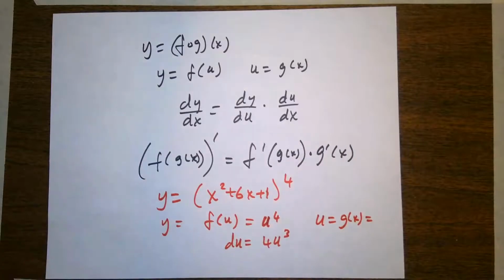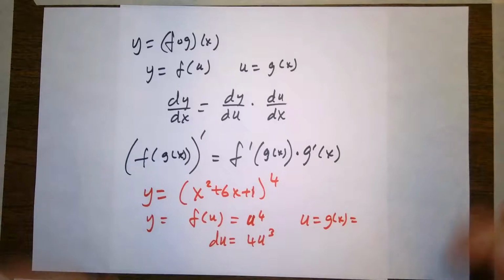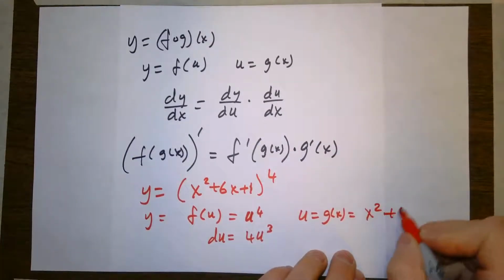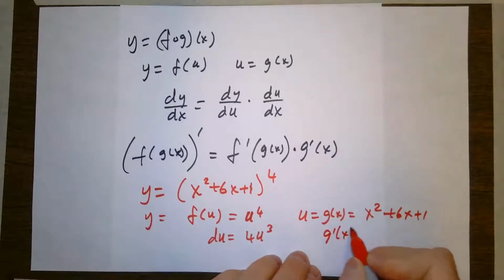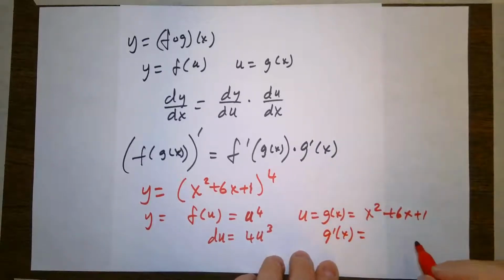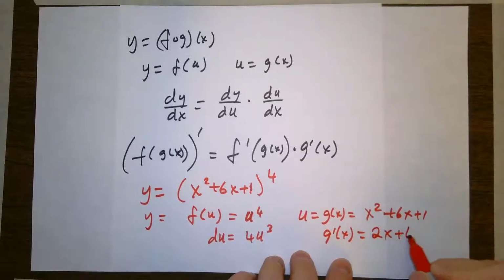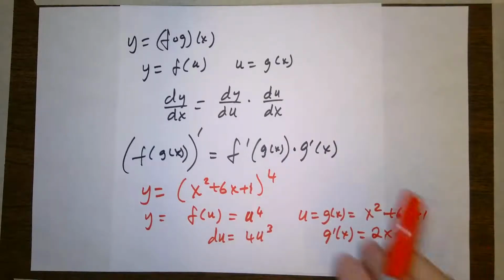Now the inside bit, the u, is my g of x, which is the, I'm running out of room here. Let me get another piece of paper to continue it. The g of x is the x squared plus 6x plus 1. And the derivative of the inside bit, g prime of x, I can do this in my head, 2x plus 6. So I've got my outside function and its derivative, and my inside function and its derivative.